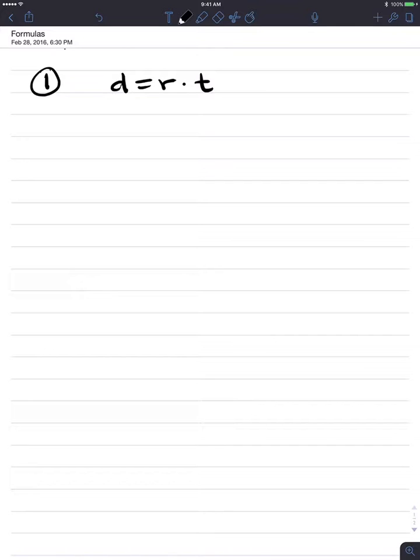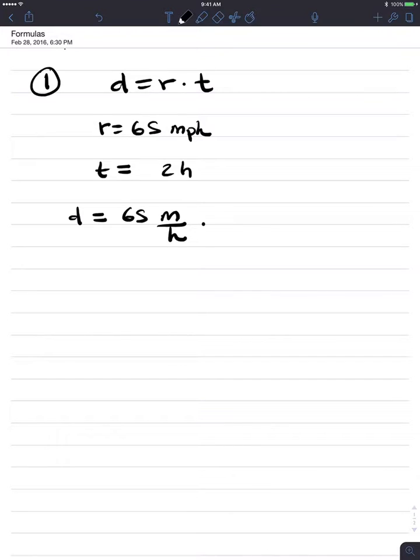We're reading here that a car is driving at 65 miles per hour, 65 mph, and the time here is 2 hours. They're asking the question, what is the distance traveled? So my distance can be found by taking 65 miles per hour times 2 hours.